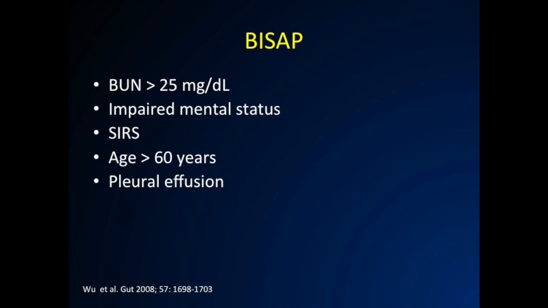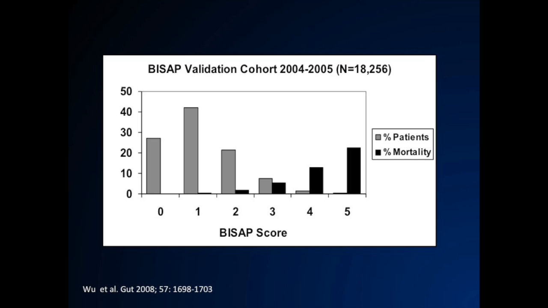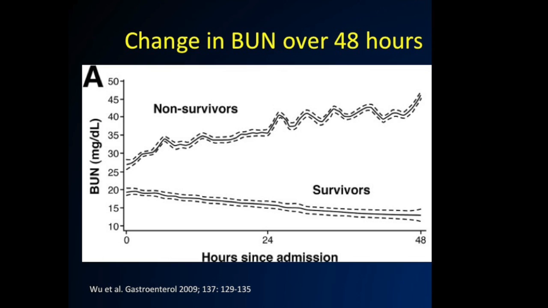So if your BUN is markedly elevated, if you have mental status change, if you have SIRS, so 2 out of the 4, if you're older, and if you have a pleural effusion. And if you look at that, if you have all 5 of those factors, your mortality is substantial. Whereas as your BISAP score decreases, your mortality is lower.